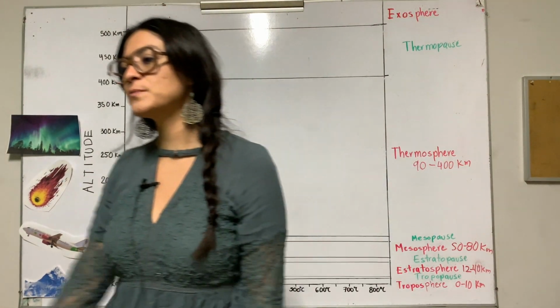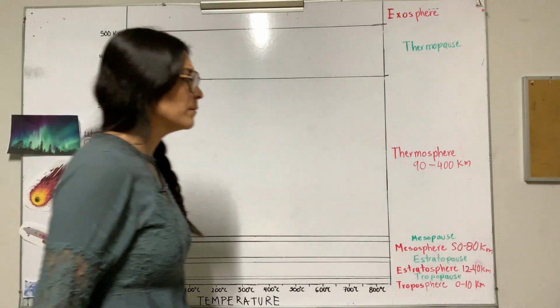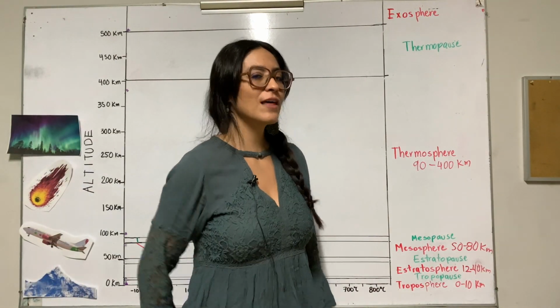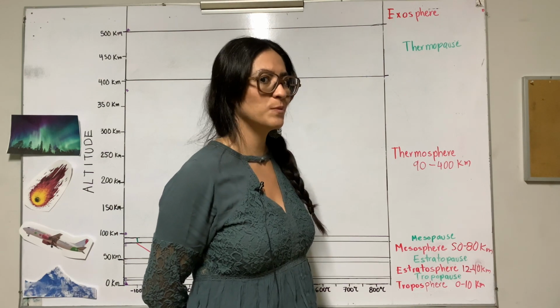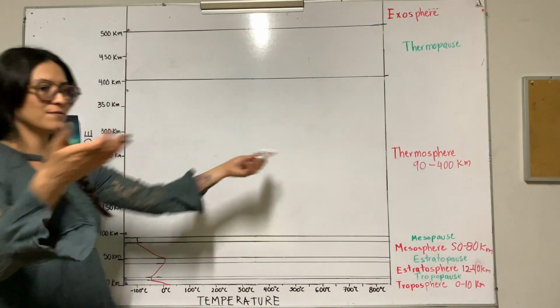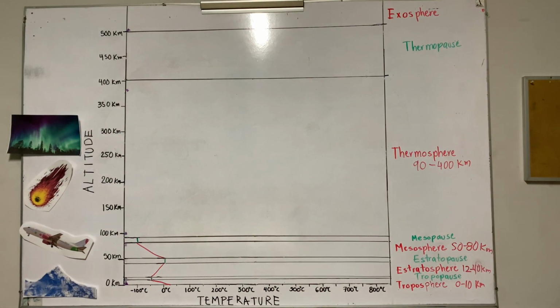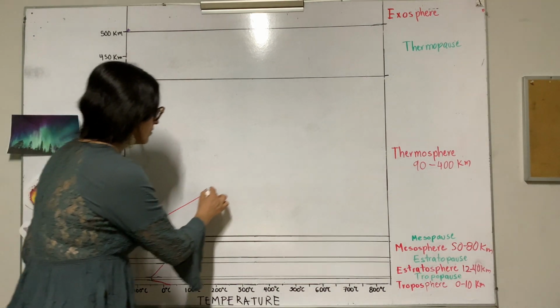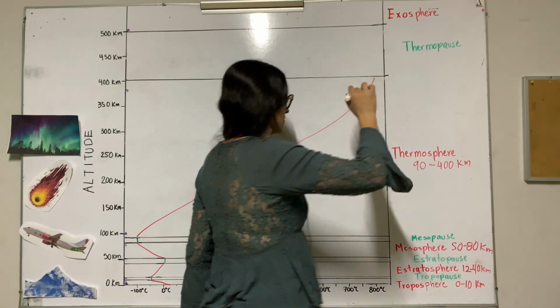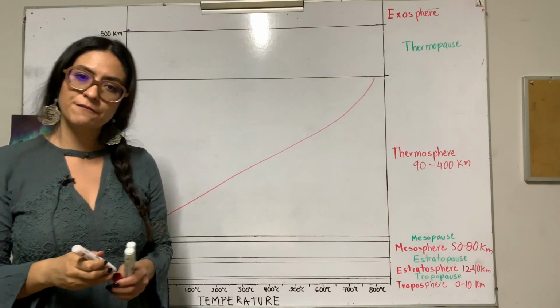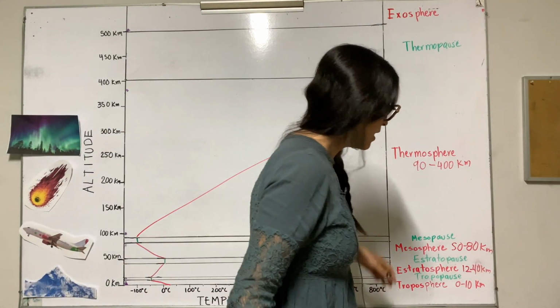What do you think happens with the thermosphere? Because thermo means heat, so this layer is supposed to be hot, right? Well, yes, because of the name, we know that this layer is going to be hot. So I'm going to draw it for you, because I have seen different temperatures in this layer.